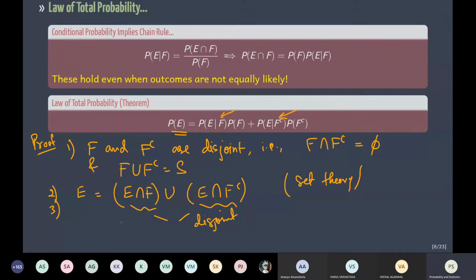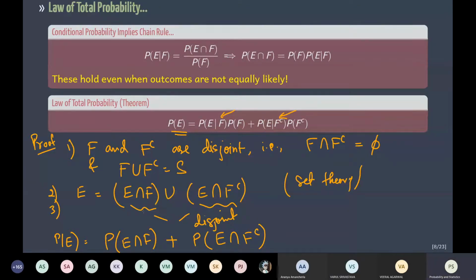Okay, so they are disjoint. So this means that from the additivity property we have seen in the law, in the axioms, we can write this as probability of E will be probability of E intersection F plus probability of E intersection F complement. Okay, so this is coming from the additivity.